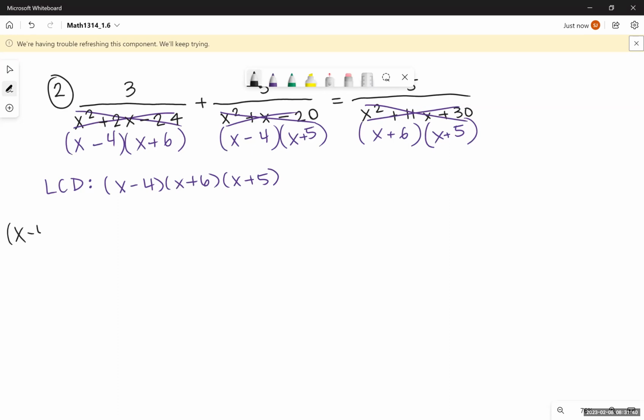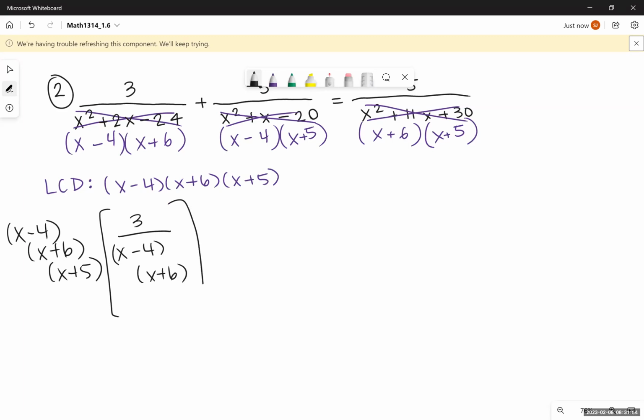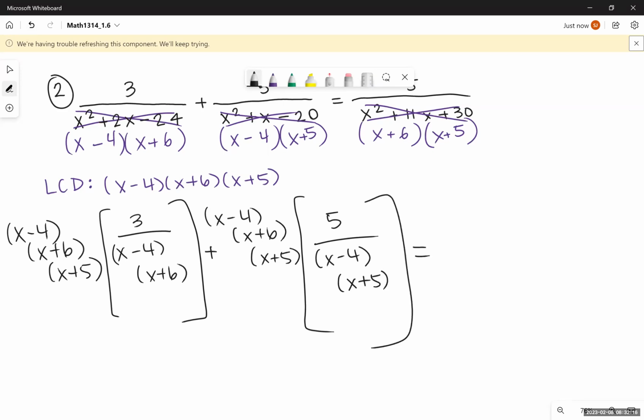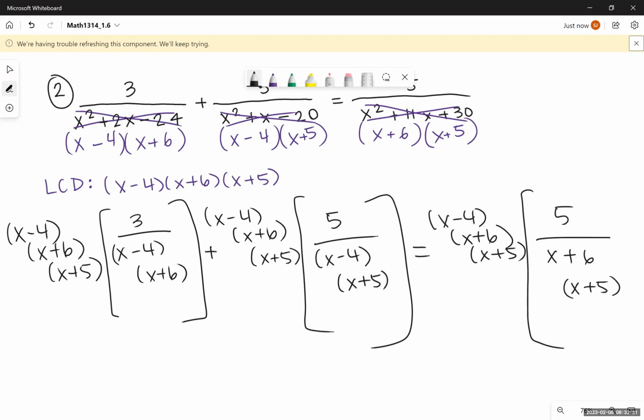Let's do this. X minus 4, x plus 6, x plus 5. Okay, and this is going to be times 3 over x minus 4, x plus 6. And then it's plus all of this again. Times this one right here, that middle fraction. It is 5 over x minus 4, x plus 5 equals all of them again. Five over x plus 6, x plus 5.